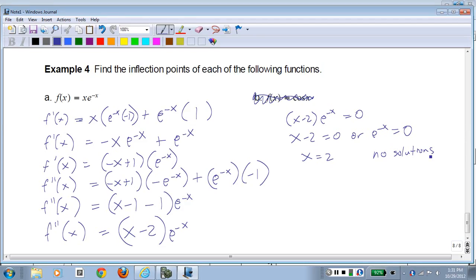So 2 is the only second order critical number for us in our sign graph for f double prime. So pick a number less than 2, like 0, or pick a number greater than 2. Greater than 2, I don't think you see any special numbers.